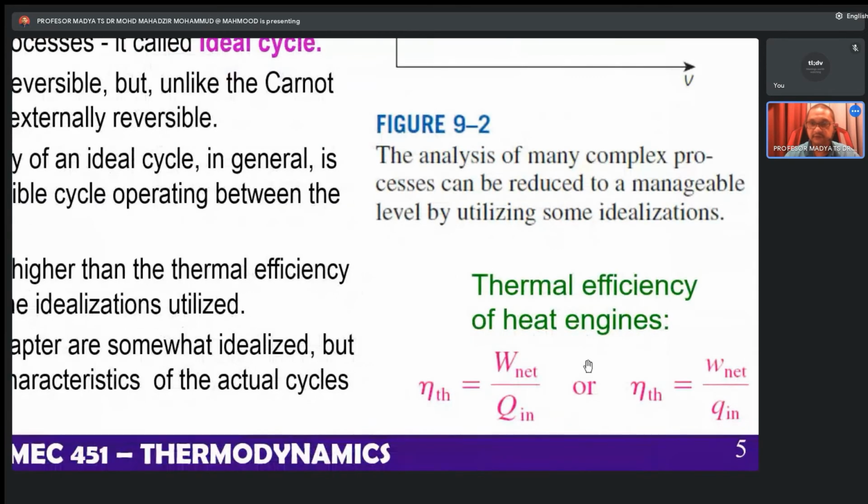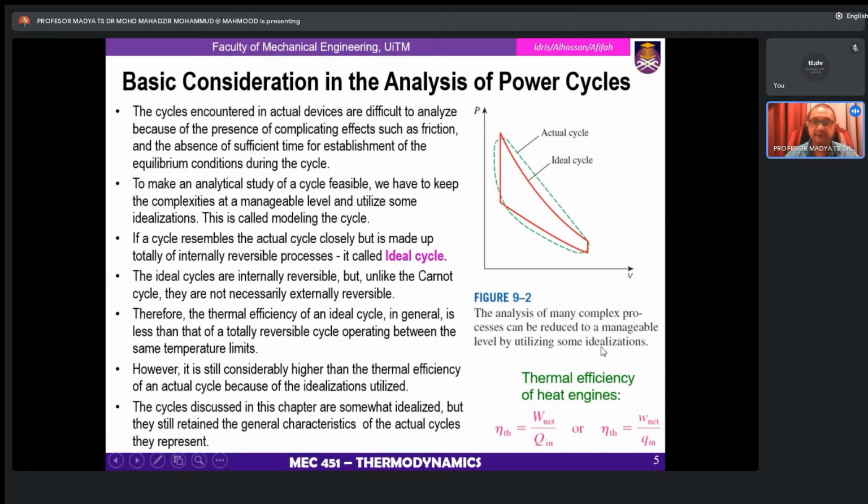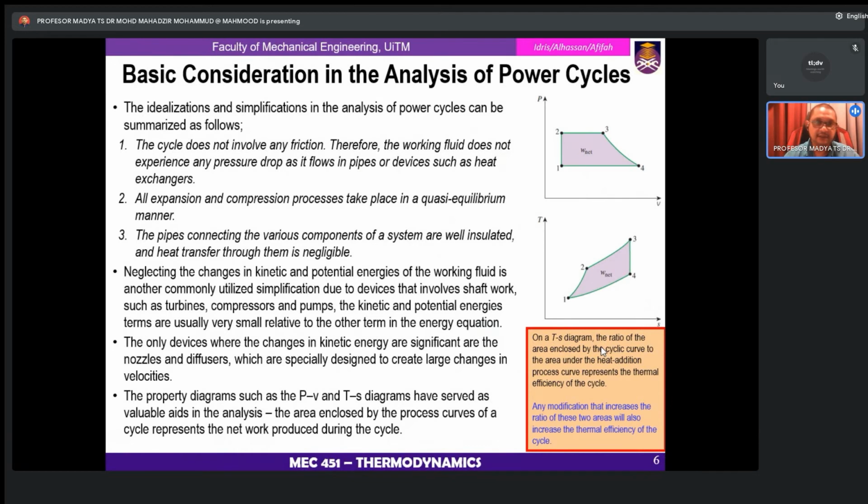So the thermal efficiency of heat engines, the formula, if we want to find it, is eta thermal equals net work over heat in, or specific net work over specific heat in. Okay, this is the thermal efficiency for a heat engine. The simplifications of power cycle analysis can be summarized as follows.